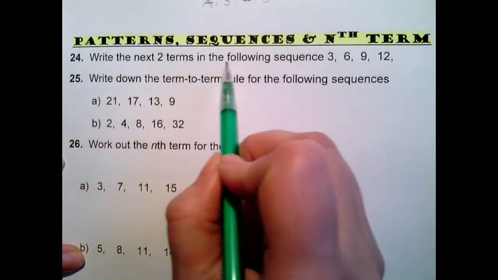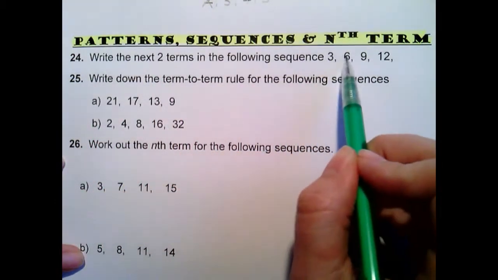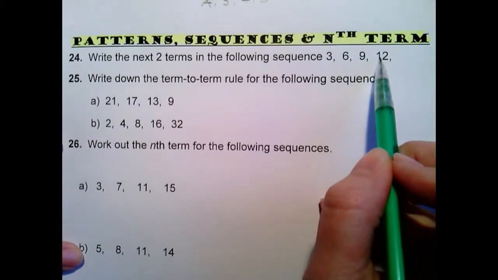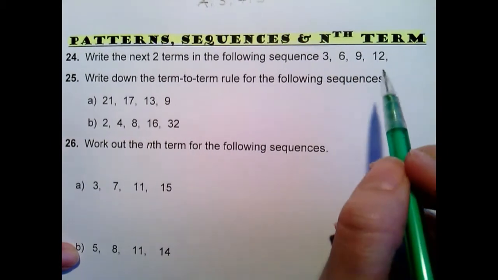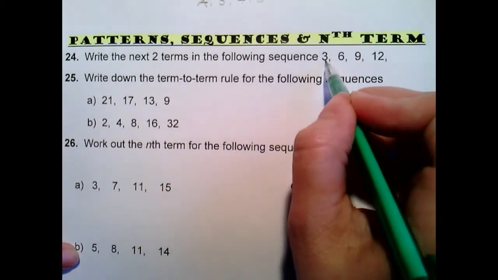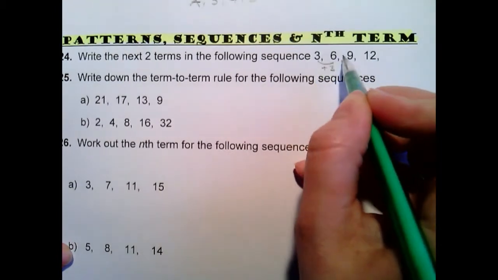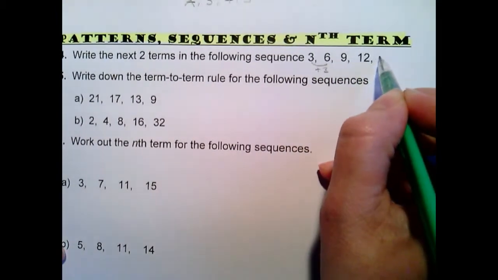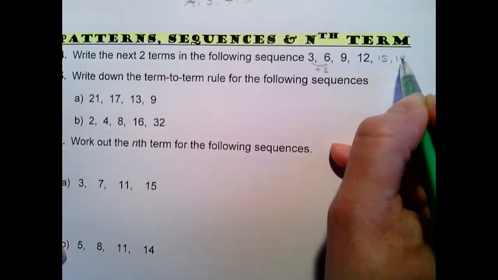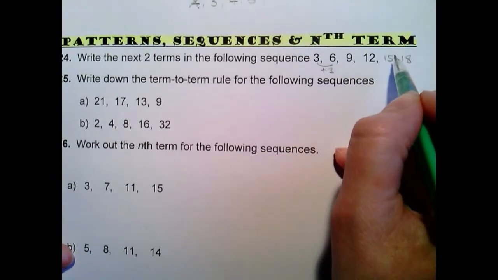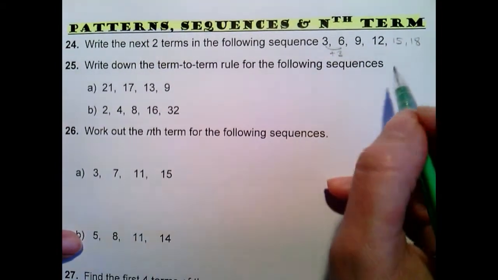So write down the next two terms in the following sequence, 3, 6, 9, 12. So you're just going up in your 3 times tables there, you're just going up by 3 each time. So 3, 6, 9, 12, so the next one would be 15 and the next one after that would be 18. So the term to term rule there is just that you're going up in 3s.